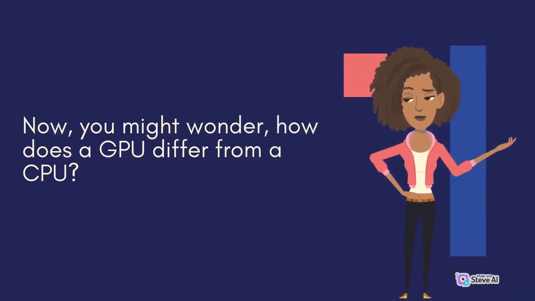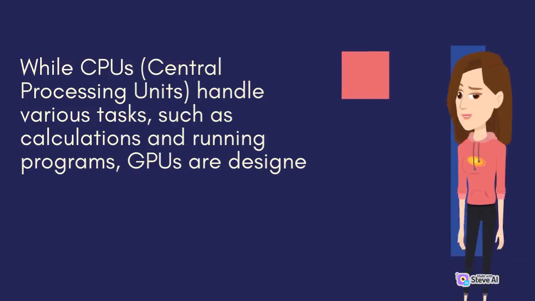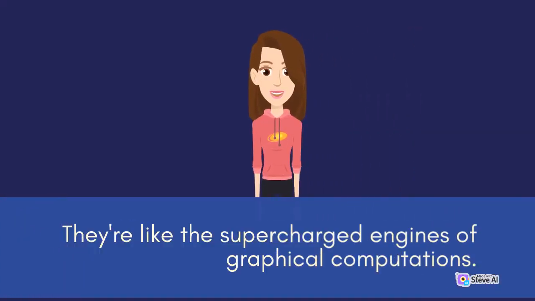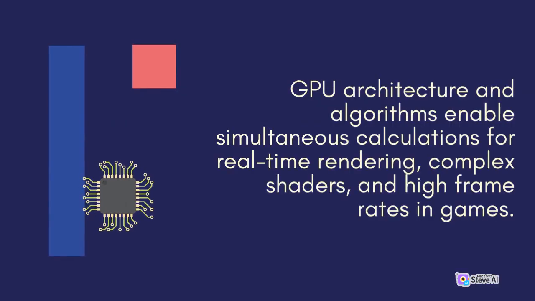Now, you might wonder, how does a GPU differ from a CPU? While CPUs, central processing units, handle various tasks, such as calculations and running programs, GPUs are designed specifically for parallel processing and accelerating graphics-related tasks. They're like the supercharged engines of graphical computations. GPU architecture and algorithms enable simultaneous calculations for real-time rendering, complex shaders, and high frame rates in games.